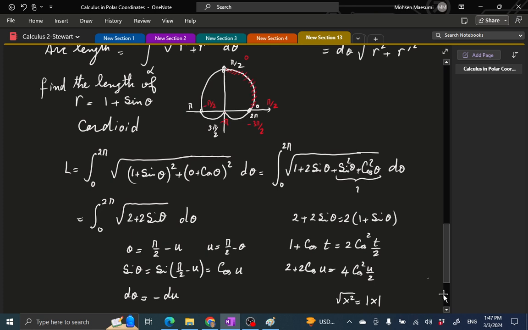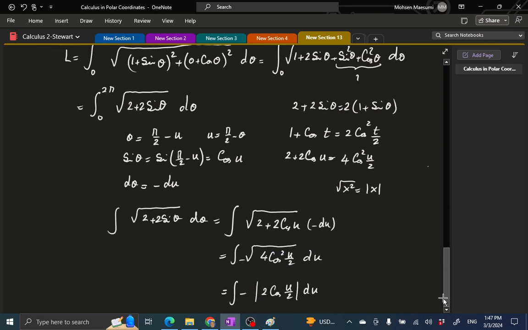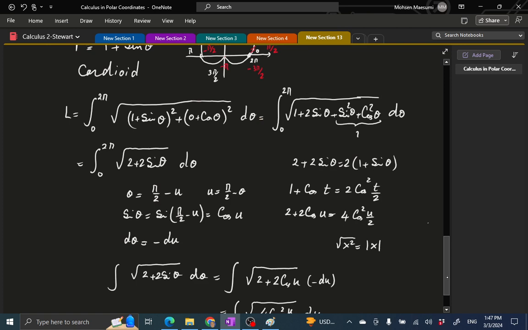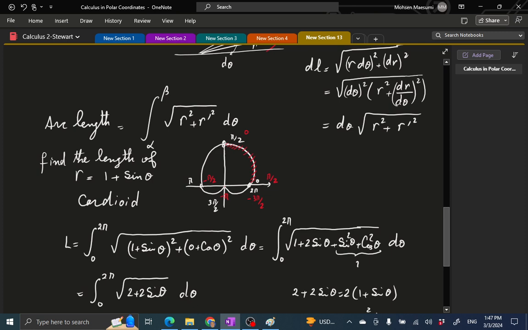Why do I do this in this particular way? First of all, we get individual pieces. And the second, more troubling issue is dealing with this absolute value, because the sign of this expression is going to change, and then we have to watch out for that. So let's go for this big piece from 0 to pi over 2.